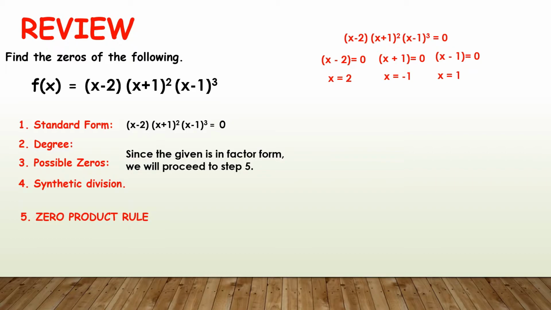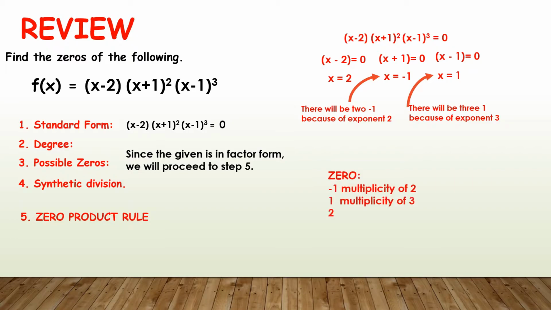Since we have exponents, then we will have repeated zeros. So there will be 2 negative 1 because of the exponent 2. There will be 3 positive 1 because of the exponent 3. So when you write the zeros, you will have -1 with multiplicity of 2, 1 with multiplicity of 3, then 2.